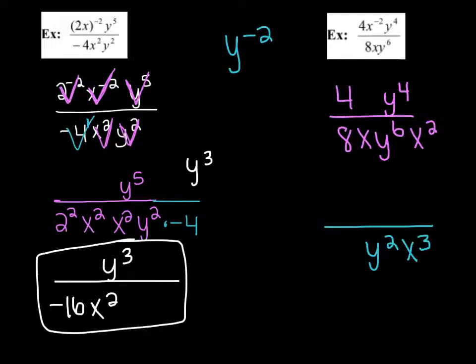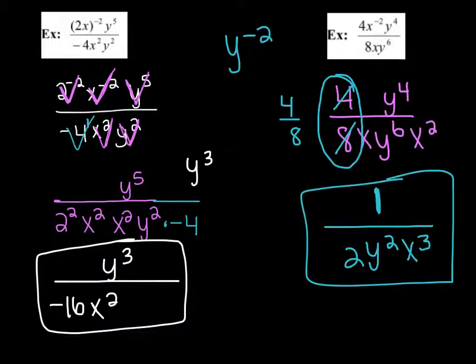And then I have this 4 over 8, which if you look at it as 4 over 8, that's a fraction that needs to be reduced. 4 can cancel and become a 1, 8 can cancel and become a 2. So since everything canceled out on the top, I'm left with just a 1 as a placeholder. 1 over 2x cubed y to the second.